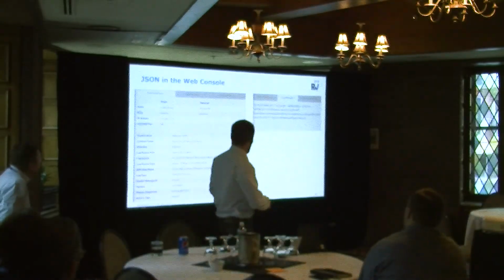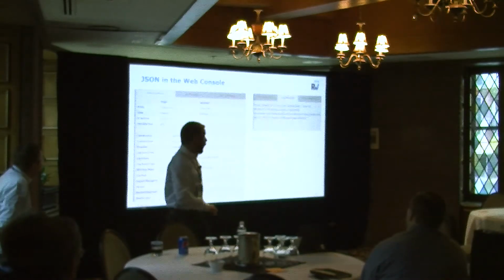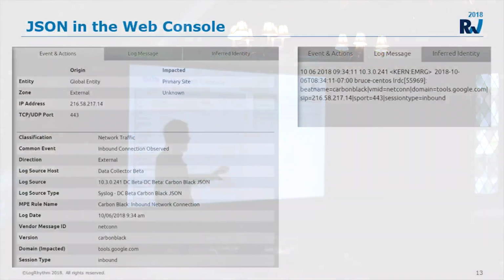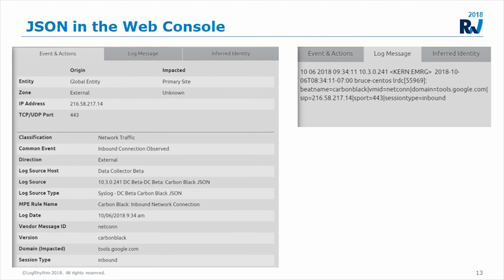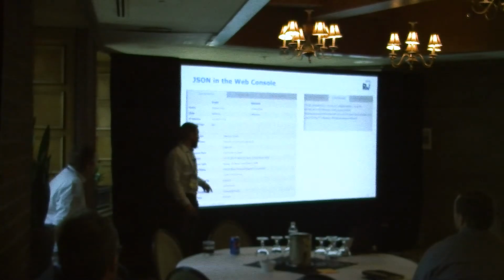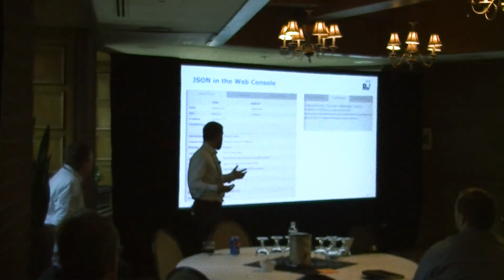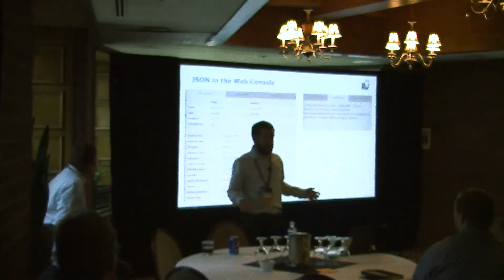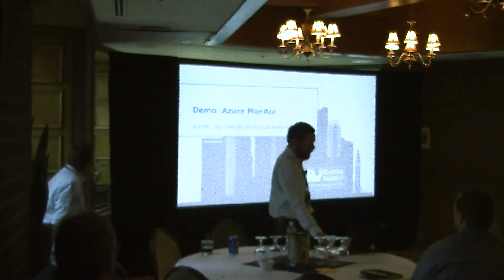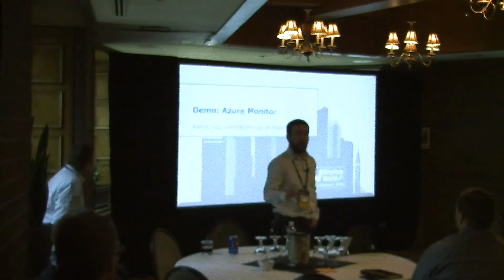So let's take a look at that JSON in the web console. On the right-hand side, I have the log message that got sent down to the System Monitor agent and into the message processing engine. And here on the left side, I've got everything that we extracted from there, from the source IP address to the vendor message ID to the domain. And you can see my log source type is syslog, but I've called it the data collector beta Carbon Black JSON. Any questions on generic JSON before I move on to Azure?